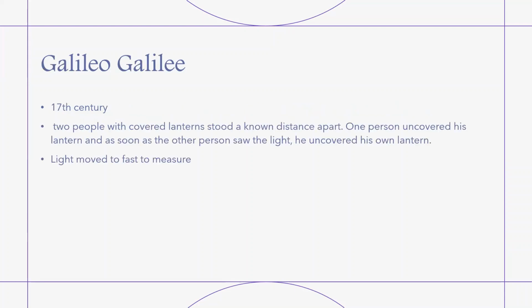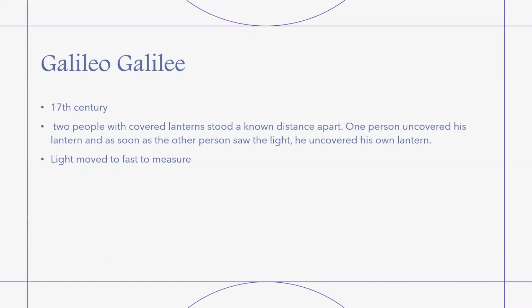So the first name for the HSC we have to worry about is Galileo Galilei. In the 17th century, he tried to measure the speed of light, and essentially he got his assistant to stand on a distant hill while he opened a lantern, and they tried to time how long it took that light to travel between the 2 points. So obviously this was not an effective way of measuring the speed of light.